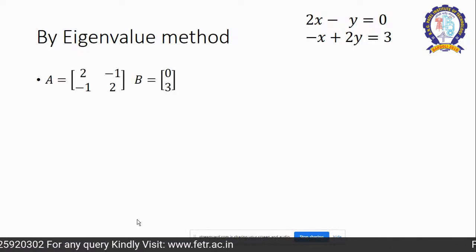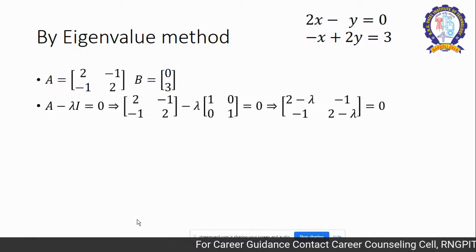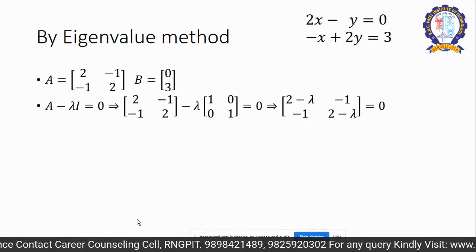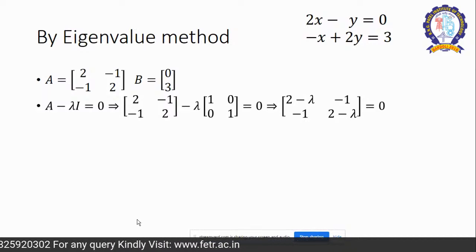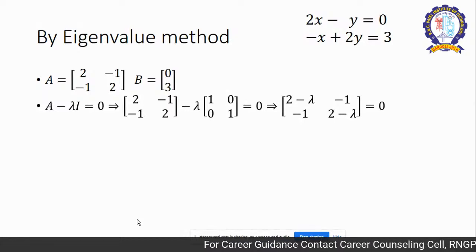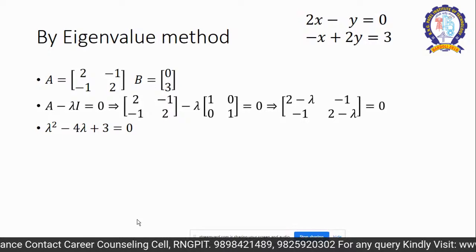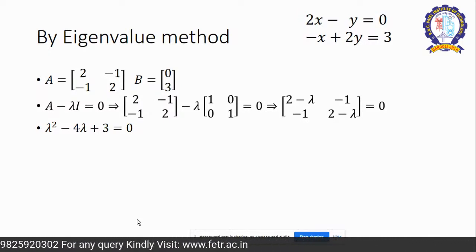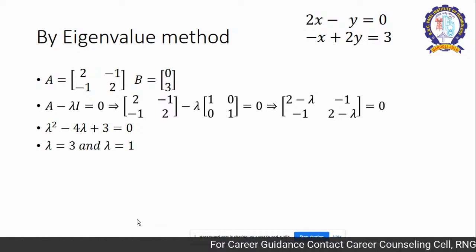Here A is equal to the matrix 2, -1, -1, 2, and B is 0, 3. We go with the characteristic roots: A minus lambda I equals 0. That gives the matrix 2, -1, -1, 2 minus lambda times 1, 0, 0, 1. That implies the determinant of 2 minus lambda, -1, -1, 2 minus lambda equals 0. The characteristic polynomial is lambda squared minus 4 lambda plus 3 equals 0, which gives lambda equal to 3 and lambda equal to 1.